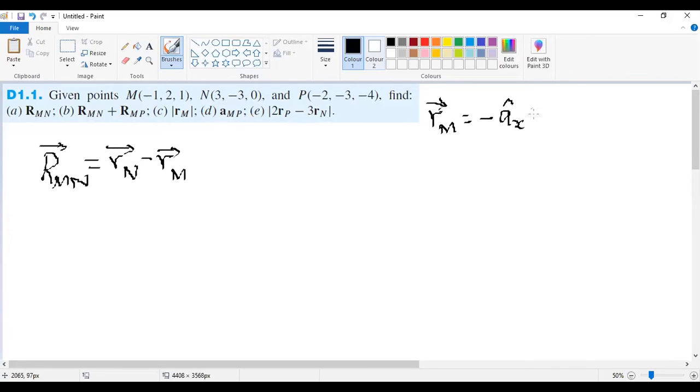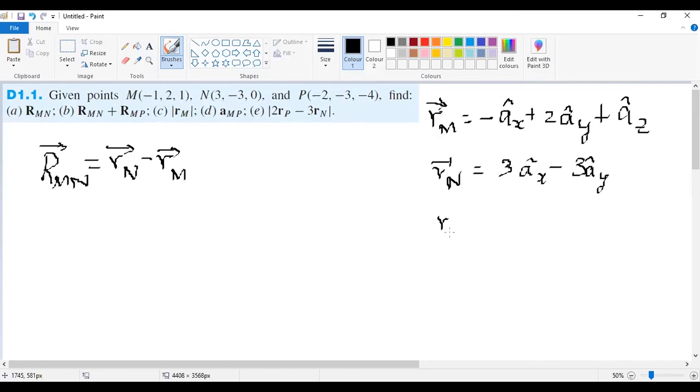Minus ax plus 2ay, yeah, plus az. Similarly we can write Rn and Rp also. Rn is 3ax minus 3ay. There is no az component, it is 0, so it is just 3ax minus 3ay plus 0 az. I can just omit it, no need of writing that 0 thing. Similarly, Rp is minus 2ax minus 3ay minus 4az, right?